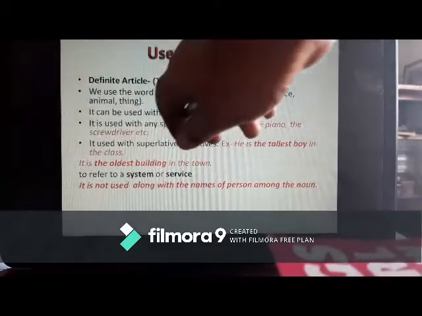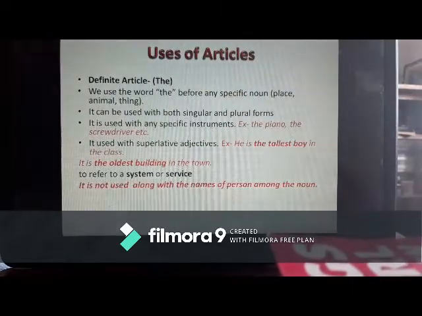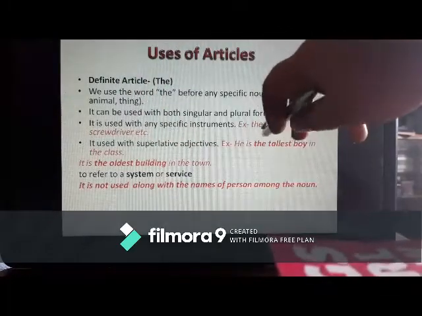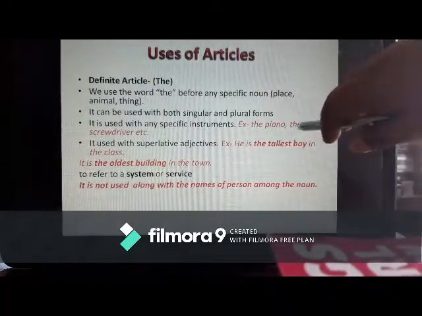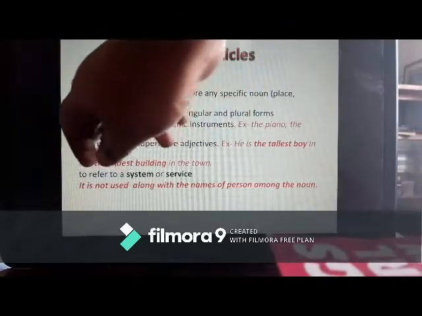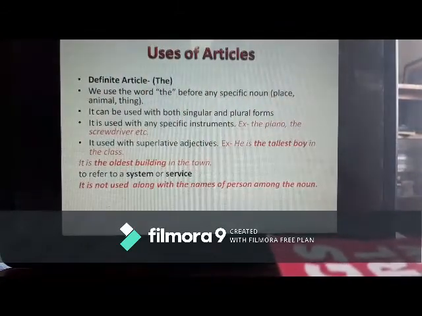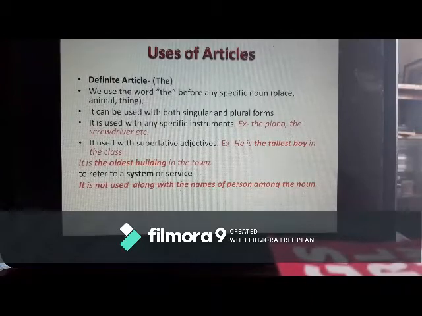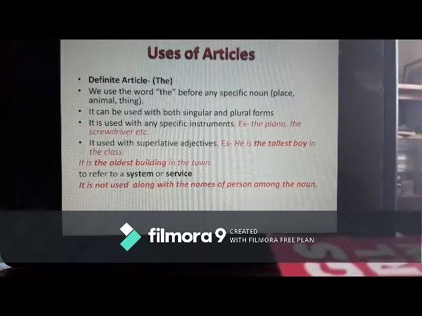It is used with specific instruments. Okay, the word the can be used for specific instruments. We have an example. For example, the piano, the screwdriver, etc. It is used with superlative adjectives. So it is also used with superlative adjectives. For example, he is the tallest boy in the class. Okay, so we have seen that there are three specific places where we can use the.